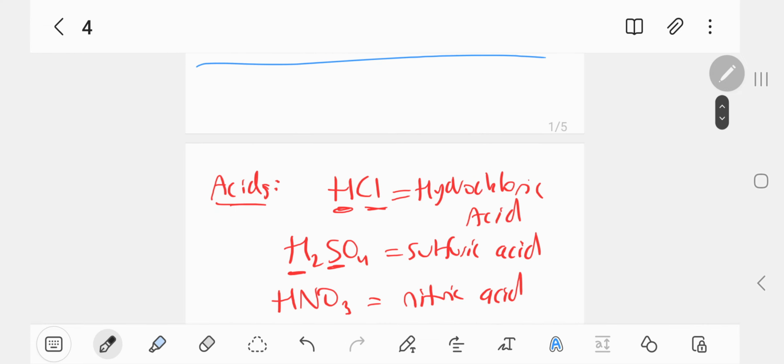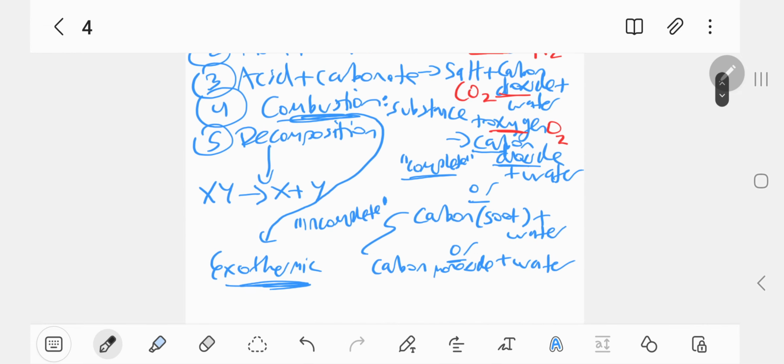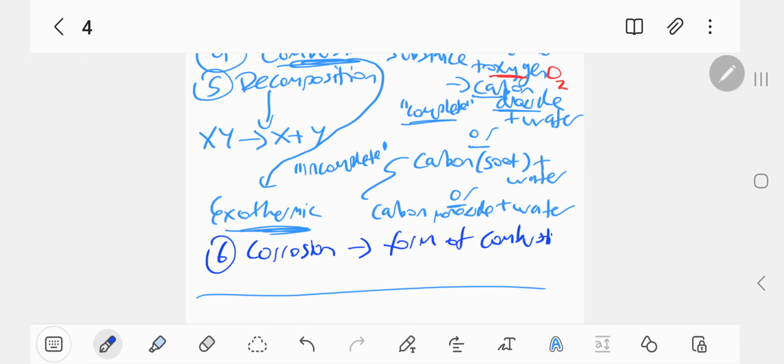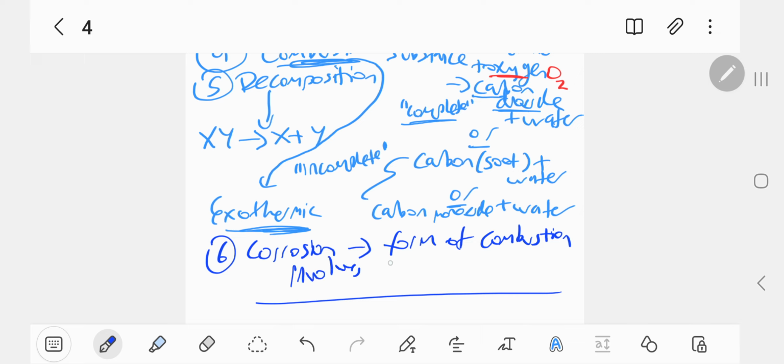I forgot to mention as well back up here, there's also corrosion. So let's put it as number 6. Corrosion is a form of combustion, but it's a slow form of combustion. Combustion, you can light a match in a split second. Corrosion, so the rusting of an iron nail, let's say, can take days. It involves oxygen. It's an oxidation reaction. You must know this. So an oxidation reaction involves oxygen. Same with combustion.